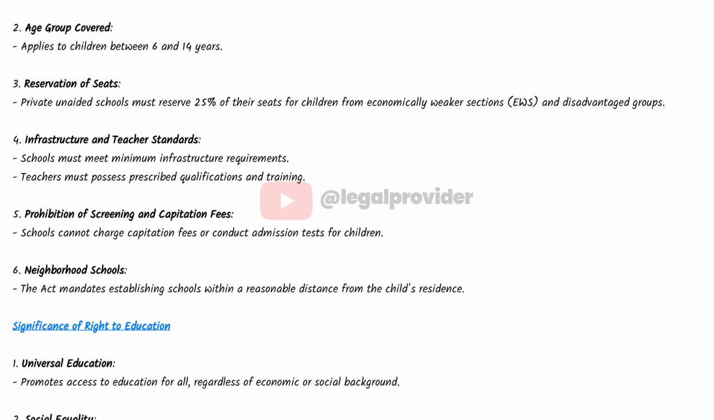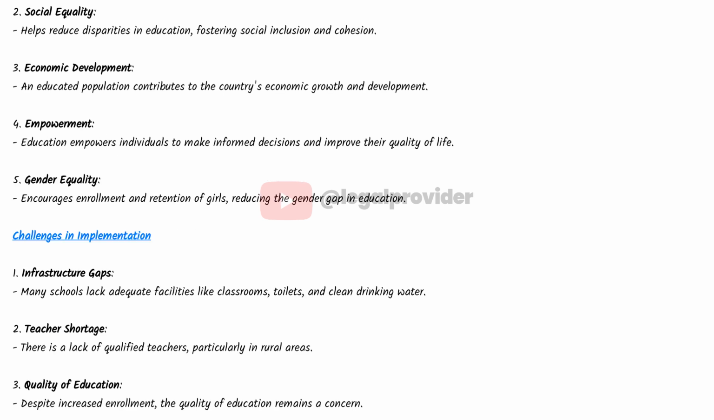1. Universal education. Promotes access to education for all, regardless of economic or social background. 2. Social equality. Helps reduce disparities in education, fostering social inclusion and cohesion. 3. Economic development. An educated population contributes to the country's economic growth and development. 4. Empowerment. Education empowers individuals to make informed decisions and improve their quality of life. 5. Gender equality. Encourages enrollment and retention of girls, reducing the gender gap in education.